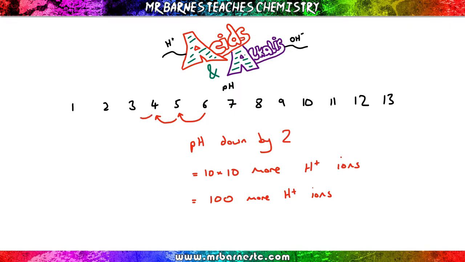And that process continues. So for example, if we go from pH 6 to pH 2, so it's gone down by 4, you've got 4 lots of 10, so 10 times 10 times 10 times 10, which comes out to 10,000 times more concentrated, or 10,000 times more H plus ions.